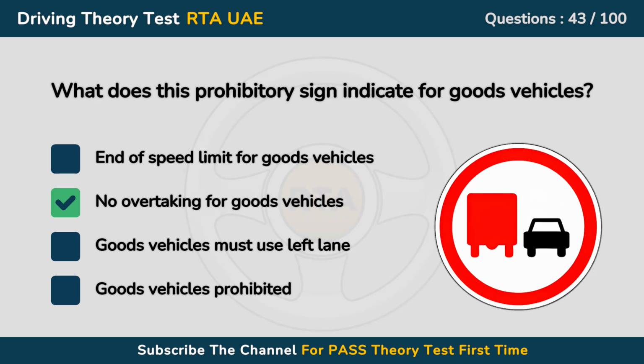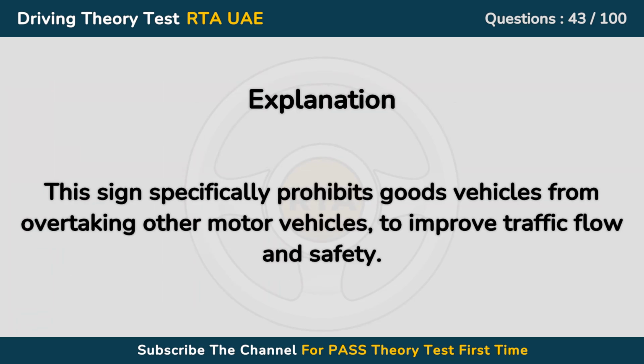Answer is B. No overtaking for goods vehicles. This sign specifically prohibits goods vehicles from overtaking other motor vehicles to improve traffic flow and safety.